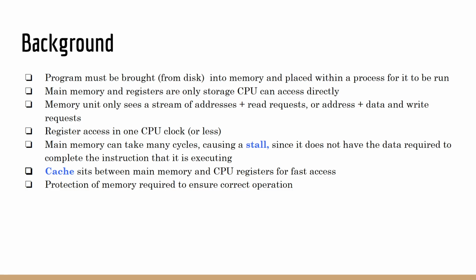Accessing registers is incredibly fast, which often takes one CPU cycle or even less. However, accessing the main memory is much slower and can take many cycles. This delay forces the CPU to stall as it waits for the necessary data to execute the current instructions. To bridge this speed gap, a cache is placed between the CPU registers and the main memory, providing faster access to frequently used data.